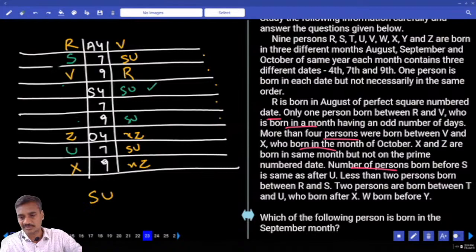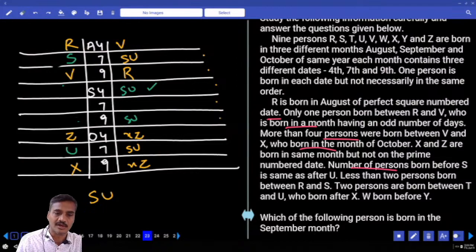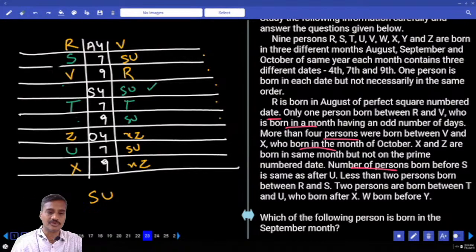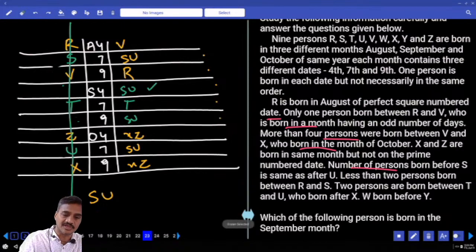And less than 2 persons between T and U. Between T and U, how many persons? Exactly 2 persons. As exactly 2 persons are between T and U, T must be the 7th. And U is born after X. Here U is born before, hence U is born after X. This is where we have got the positive.